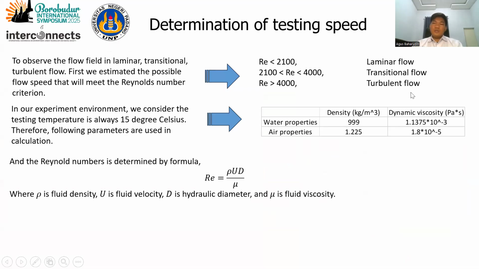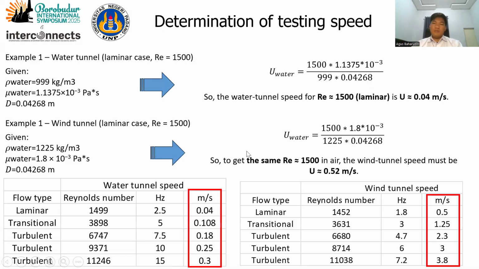And this is how we determine the testing speed. First we categorize the flow as laminar, transitional, and turbulent with different Reynolds numbers. Then, using the Reynolds number formula, we determine the flow speed needed to get the corresponding Reynolds number. For example, in the laminar case we try to get a Reynolds number of 1500. To get this Reynolds number, the flow speed is about 0.04 meters per second in the water tunnel and 0.52 meters per second in the wind tunnel.